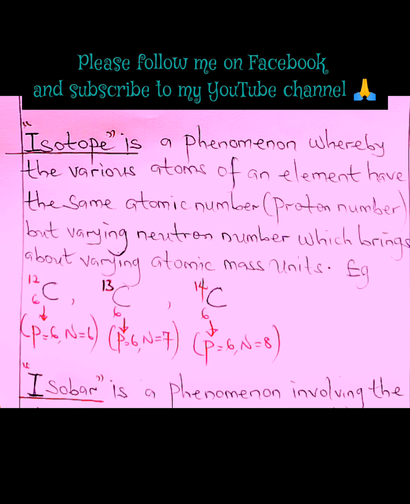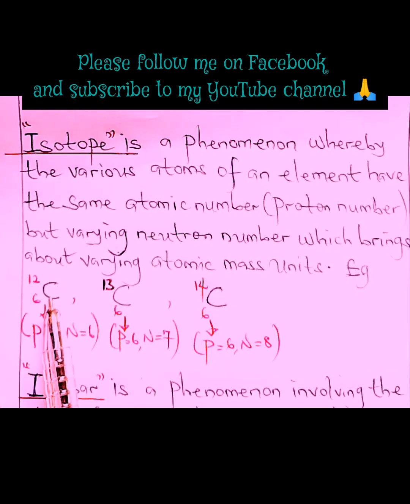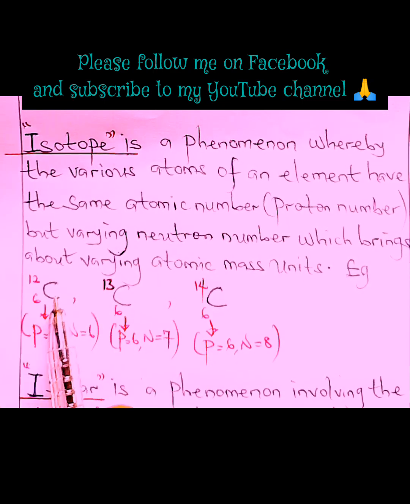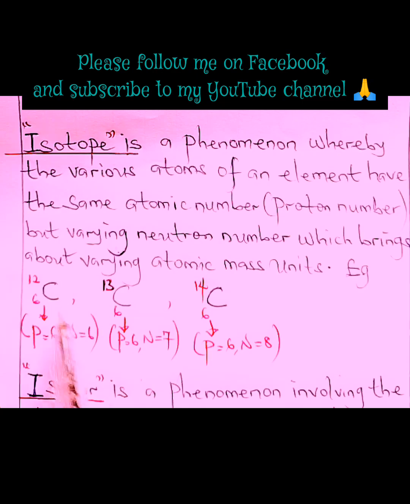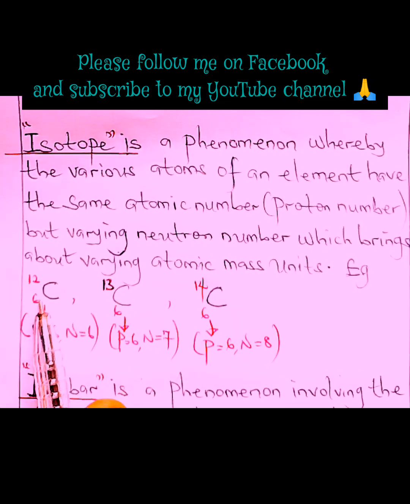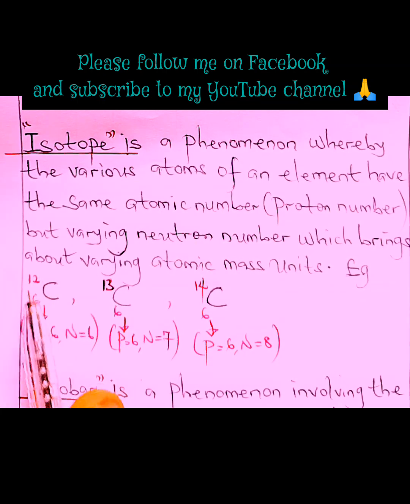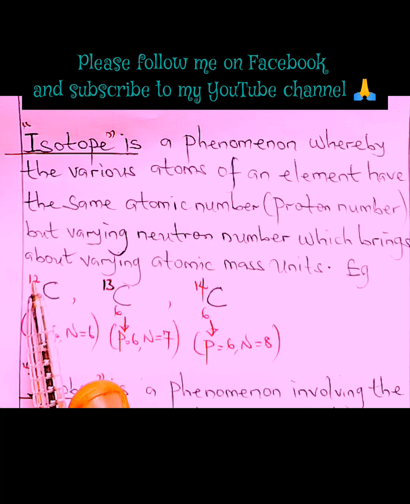Now, why do we have that? The reason for this phenomenon is simply this: the neutron number changes. As you can see, this is a carbon atom, this is another carbon atom, this is another carbon atom. The same element you're talking about. Carbon is a given element, but in this element called carbon, we have different atomic masses. As you can see, this is carbon 12, it has 12 atomic mass units.